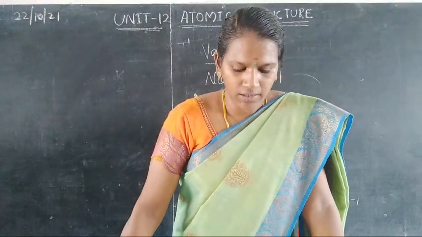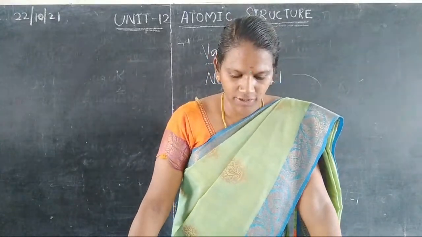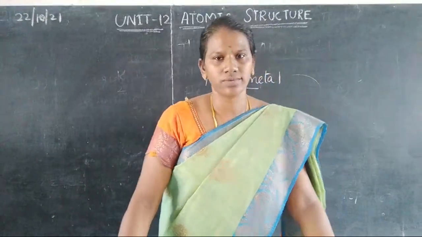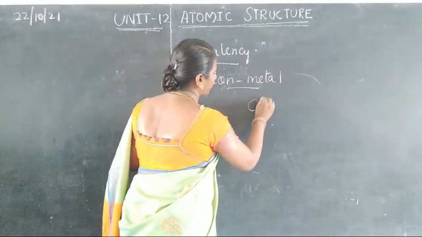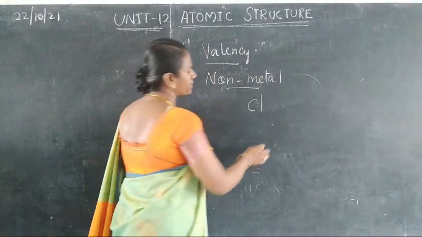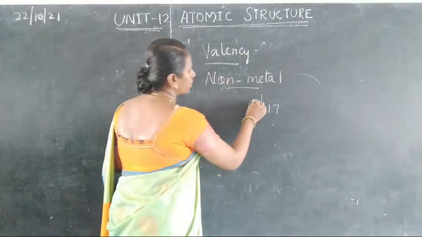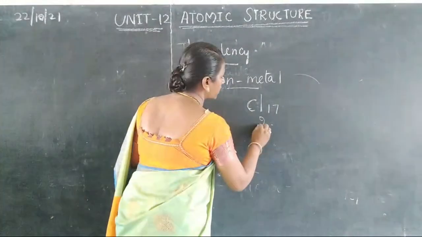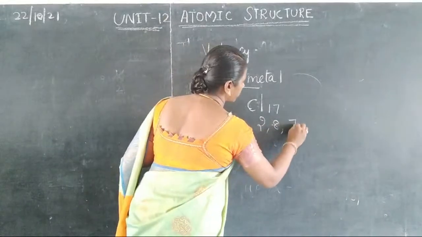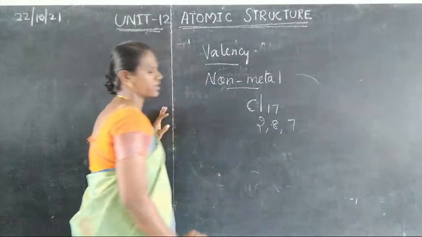For example, the chlorine atom. The atomic number of chlorine is 17 and it has 7 electrons in its outermost orbit. And what about the electronic configuration of chlorine? It is 2, 8, 7, so totally 17 electrons.